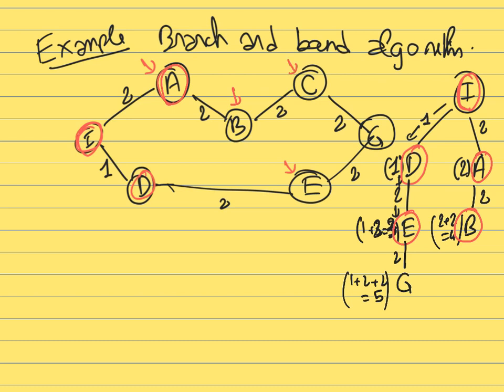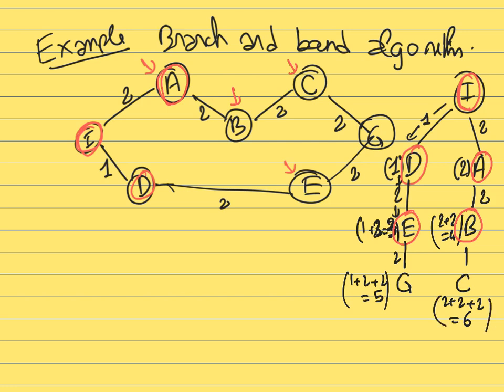You will expand B. So you expand it in C. So the distance associated to C will be 2, this is the distance to go from I to A. Then 2, which is the distance to go from A to B. Then 2, which is the distance going from B to C. So in this case, the total distance would be 6.